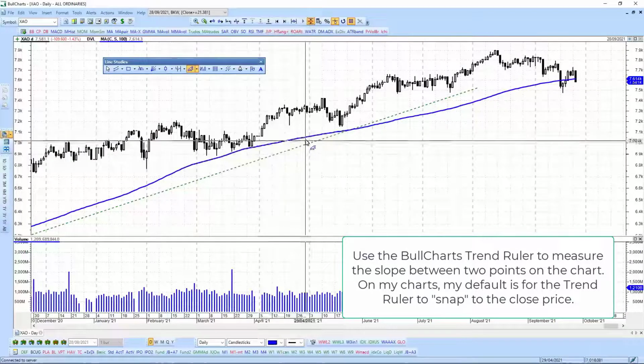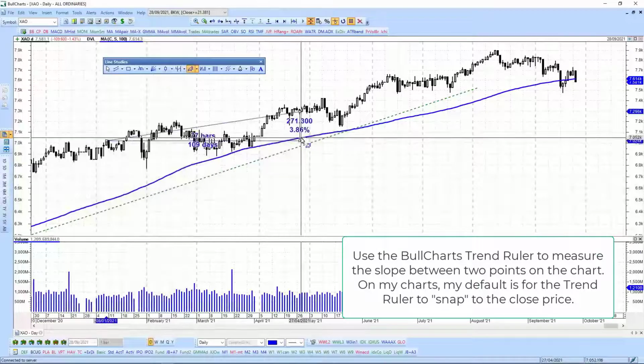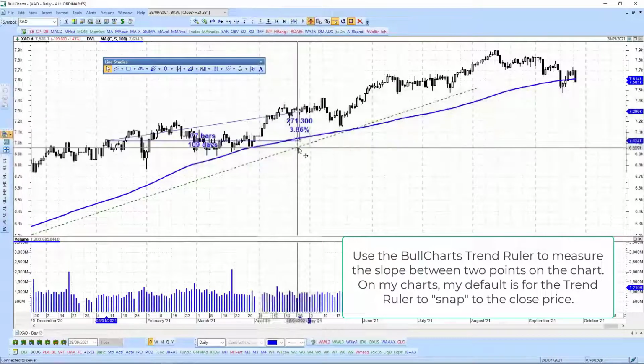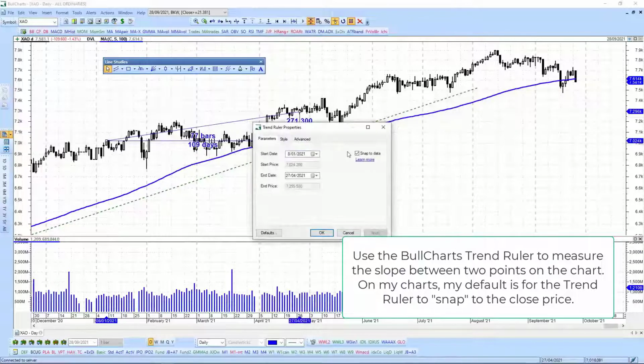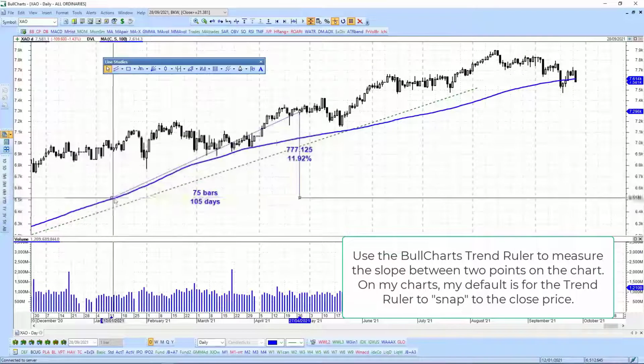Now, I've got a little problem here because when I click once and twice to apply it, it snaps onto the price action. And right now I don't want to do that, so I've got to turn that off. I had snap to data turned on so that it snaps to the closing price. But I'll turn that off for now so that I can drag this down and put it on the moving average.